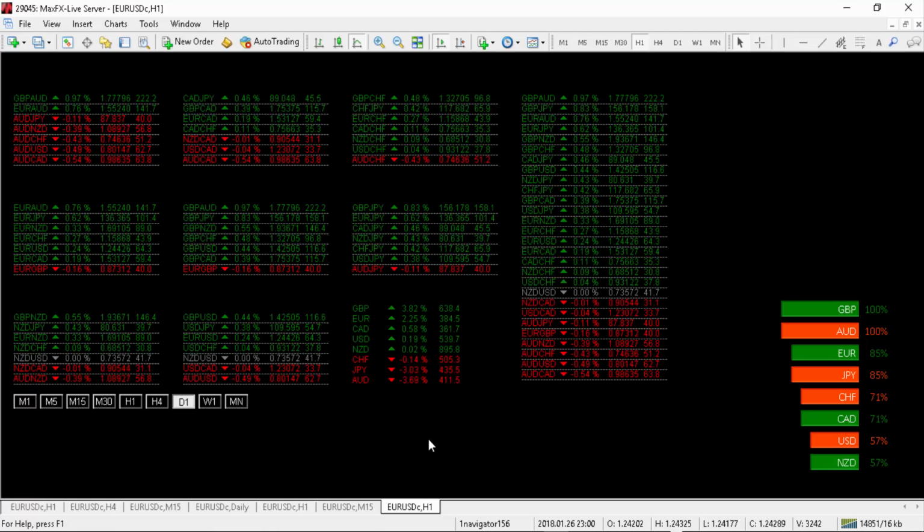The power strength gives us the British pound 100% long and the Australian dollar 100% short. We have high percentages on the euro and the yen also, respectively 85% long and 85% short. The best trades so far on the Forex market are British pound Australian dollar gaining 0.97% and British pound yen gaining 0.83%.